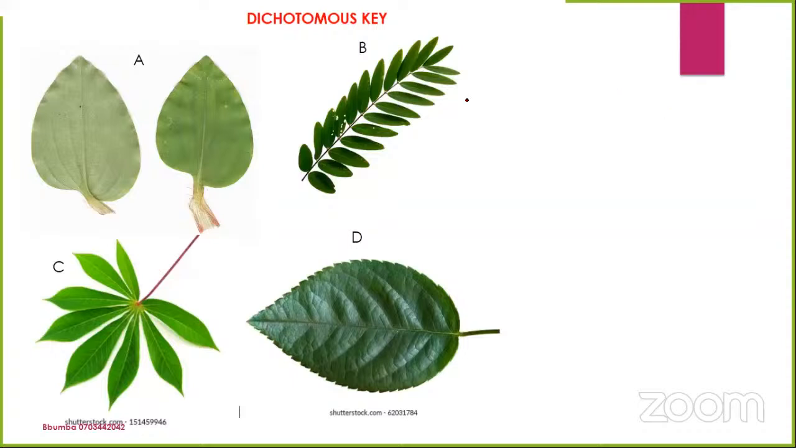Let me put the word here, identification key, because it is the one that teaches us to classify. When we are classifying, we are actually grouping different objects or different organisms into various groups, basing on clearly observable characteristics. Now, normally a long time ago, when we were teaching the dichotomous key, we would first draw a flow chart.